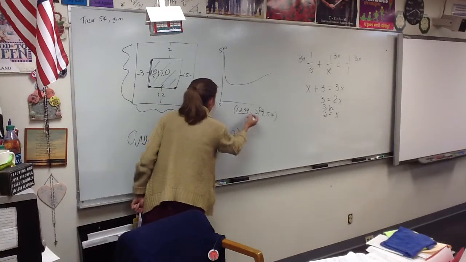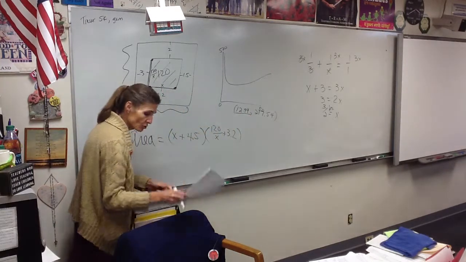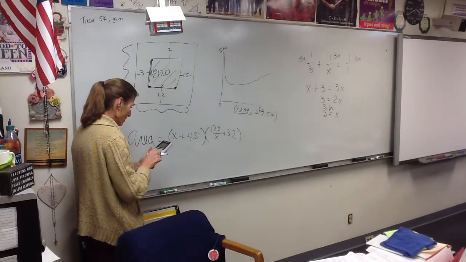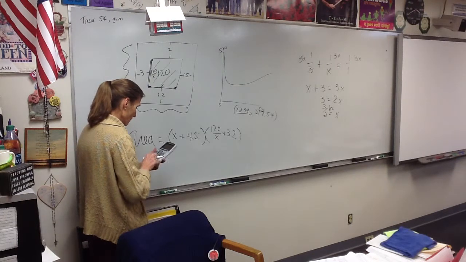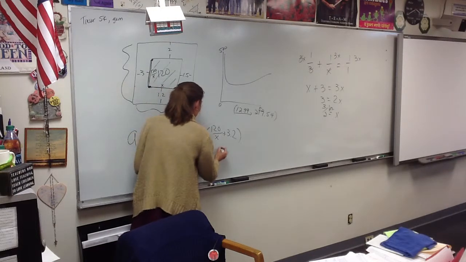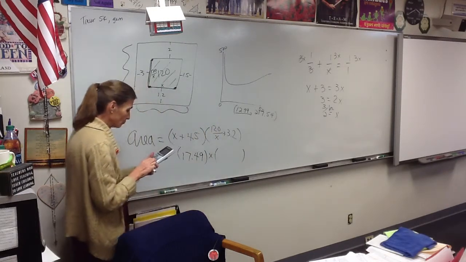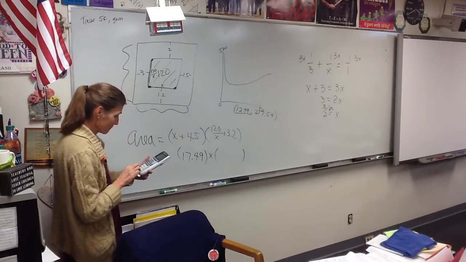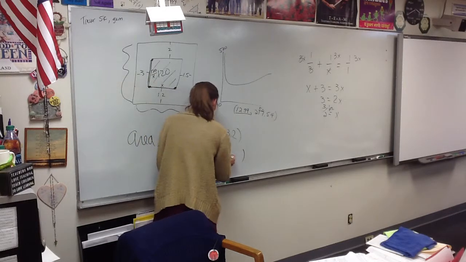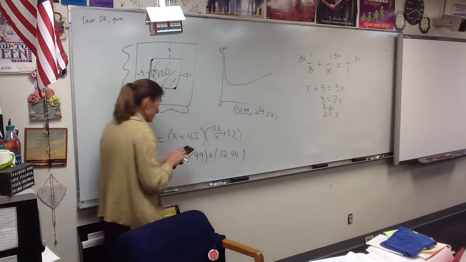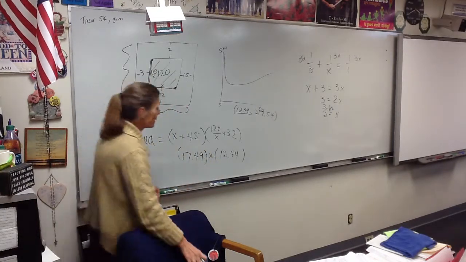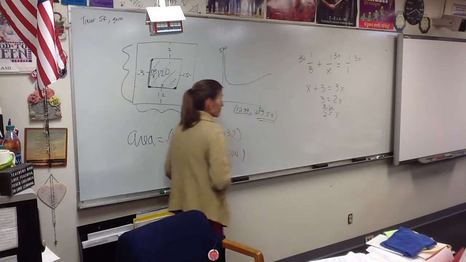So I'm going to take this 12.99 and add it to 4.5. So 17.49 by what? What's the other dimension going to be? 12.43 or 44. So I need my paper to be about 17.49 by 12.44, and that will produce that area.